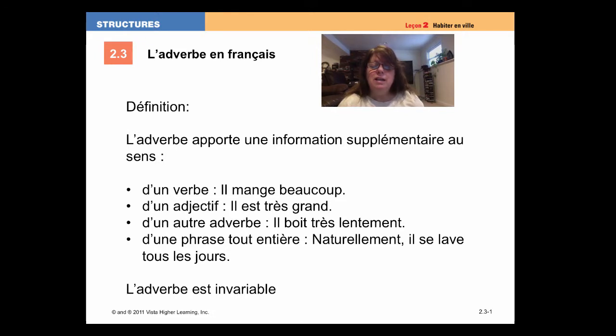Ok, aussi, l'adverbe apporte une information supplémentaire au sens d'un autre adverbe. Il boit très lentement. Okay, here we have two adverbs, très et lentement. He drinks very slowly. So here it modifies another adverb, un autre adverbe. D'une phrase tout entière, it can also just modify the entire sentence.